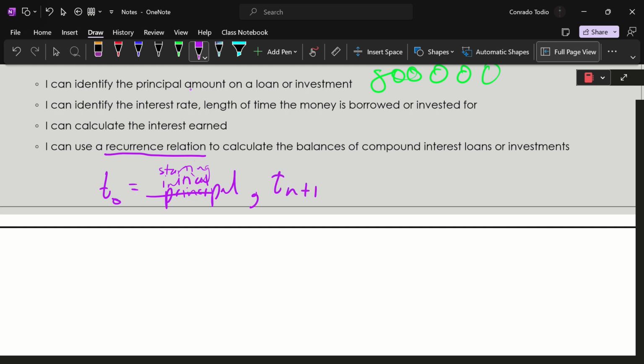Tn plus 1 is equal to, it might be like Tn. And if it's geometric, what are you using? Times, good. And what are you timesing by? The common ratio. Common ratio.